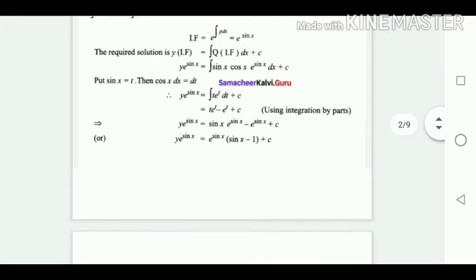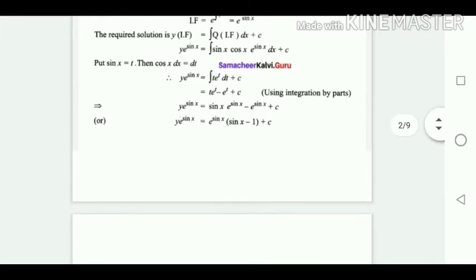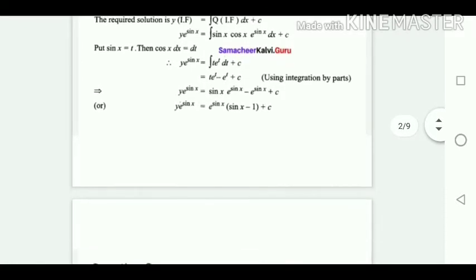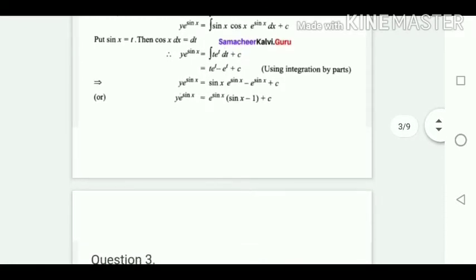So y e power sin x equals sin x e power sin x, that is the value of t, minus e power sin x plus c. So after substituting the value of t, we are getting the answer like this.